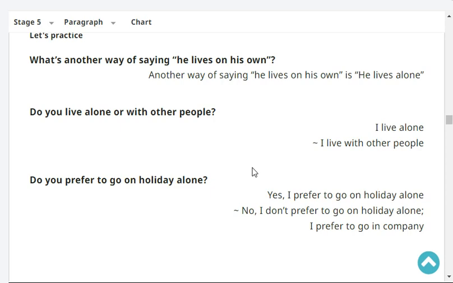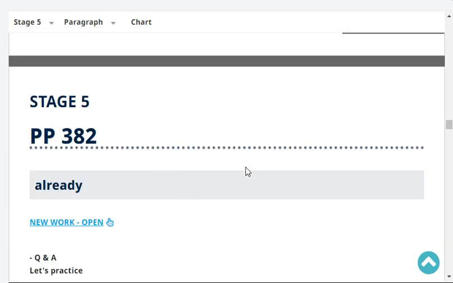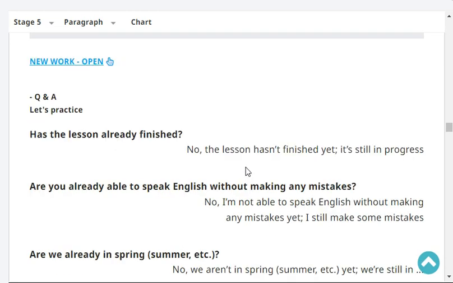Do you prefer to go on holiday alone? Yes, I prefer to go on holiday alone. Very good. Has the lesson already finished? No, the lesson hasn't finished yet. It's still in progress.